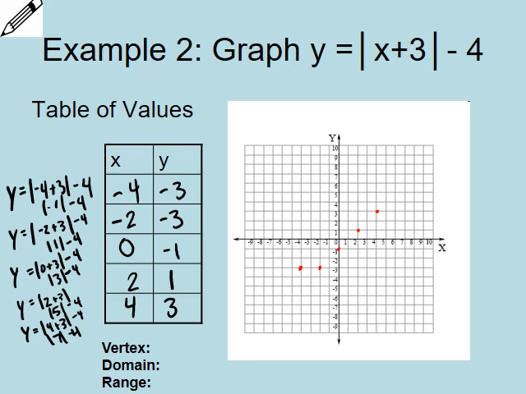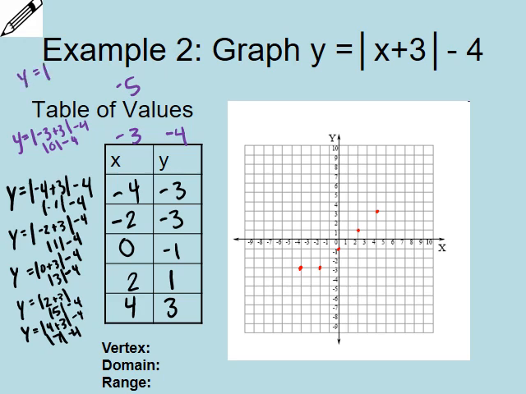So I'm going to add a couple extra values here. I feel like adding a -3 might be helpful. And I'm going to add a -5. Sorry, I'm going to write above the table here just due to space. So if I plug in a -3, -3 plus 3 gives me the absolute value of 0, which is 0. 0 minus 4 is -4.